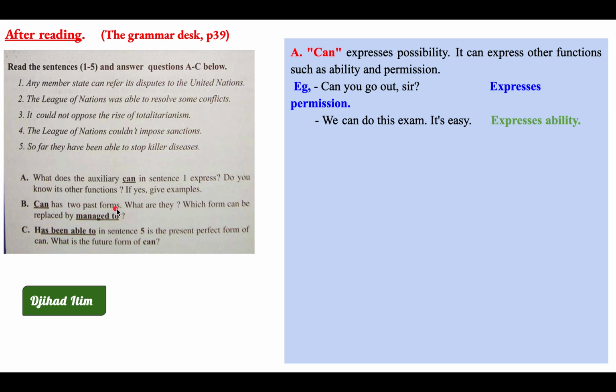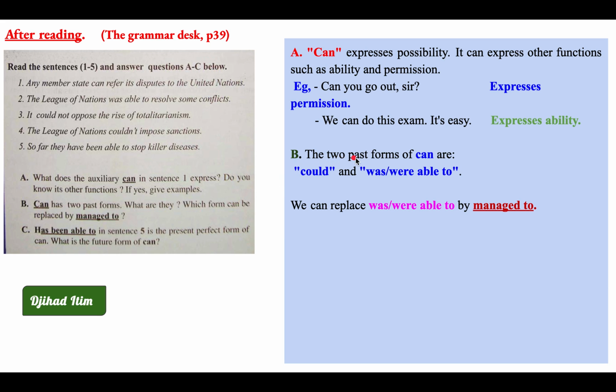Question B. Can has two past forms. What are they? Which can be replaced by managed to? The two past forms of can are could and was or were able to. We can replace was or were able to by managed to. For instance, the League of Nations was able to resolve some conflicts, and we can also say the League of Nations managed to resolve some conflicts. Okay. Question C. Has been able to, is sentence 5 here. Is the present perfect form of can. What is the future form of can?